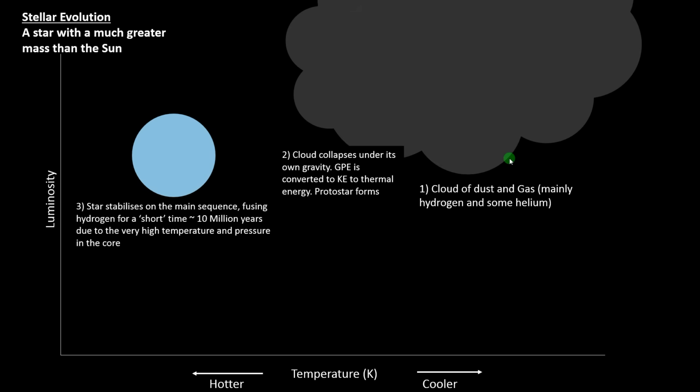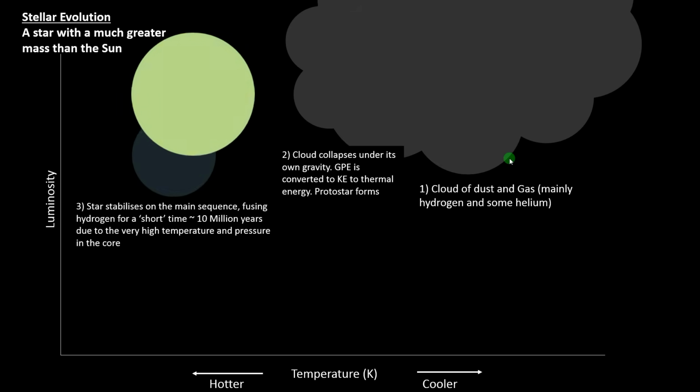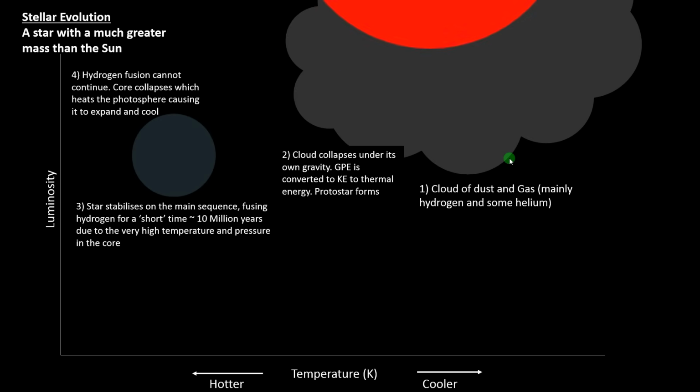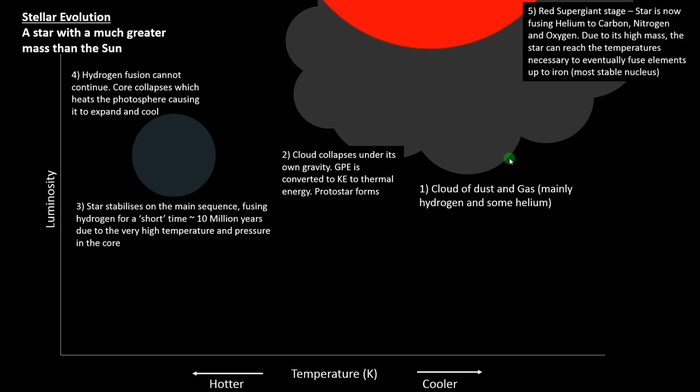Okay, but again, once it can't fuse hydrogen anymore into helium, it does the same sort of process as our Sun would do, except instead of swelling to a giant star, it swells into a supergiant. Okay, but the same basic idea is up to this point. The star is now fusing helium into carbon, nitrogen and oxygen, but what it can do, which our Sun couldn't do, or a star similar to our Sun, is that this star has enough mass to create the conditions, the higher temperature and pressure needed to fuse past carbon, nitrogen and oxygen.